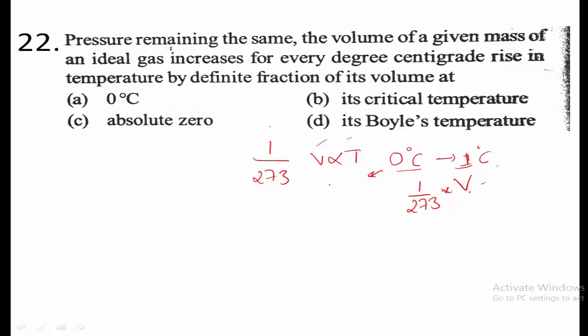Suppose 0 degree Celsius is converted to minus 1 degree Celsius, again the volume decreases. How many times does the volume decrease? 1 divided by 273 times of the volume decreases. So a very small change in volume takes place and that starts from 0 degree Celsius according to Charles' law, and hence option A will be the correct answer. Okay, remember that.